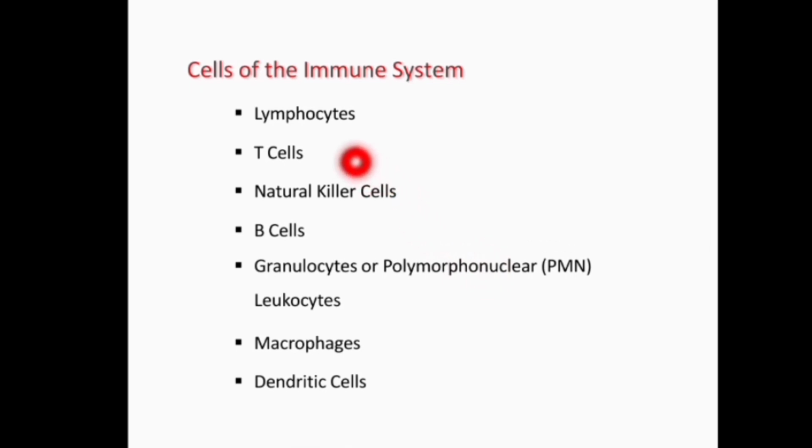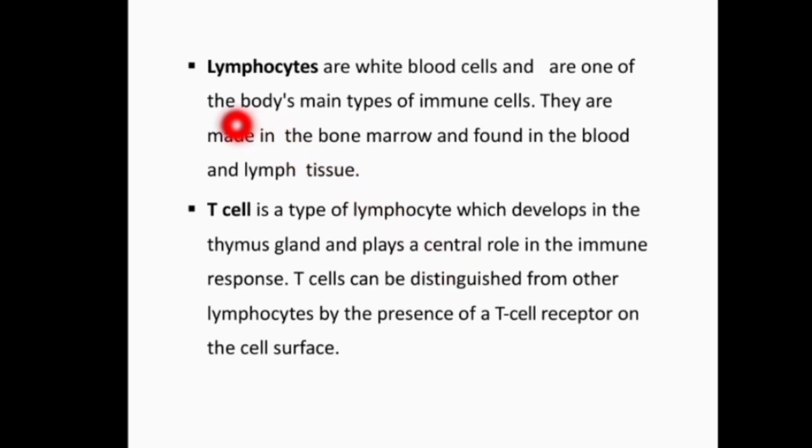And coming to the main important cells of the immune system: lymphocytes, T cells, natural killer cells, B cells, and granulocytes or polymorphonuclear leukocytes, neutrophils, eosinophils, like that, and macrophages and dendritic cells. First, lymphocytes are white blood cells and are one of the body's main types of immune cells. They are made in the bone marrow and found in the blood and lymph tissue.